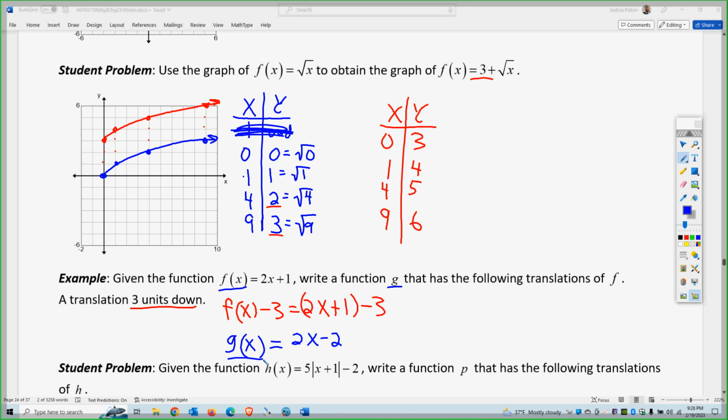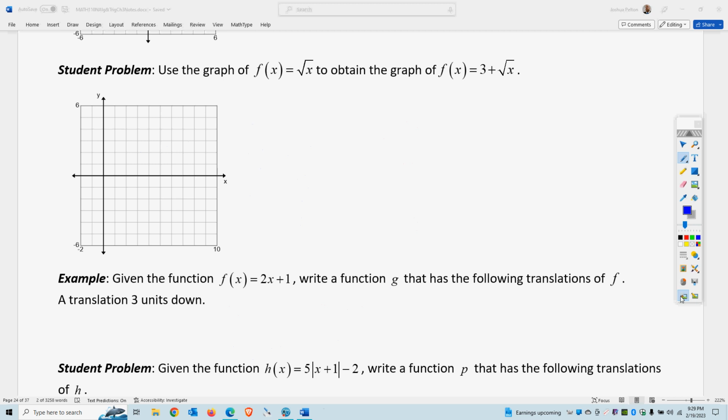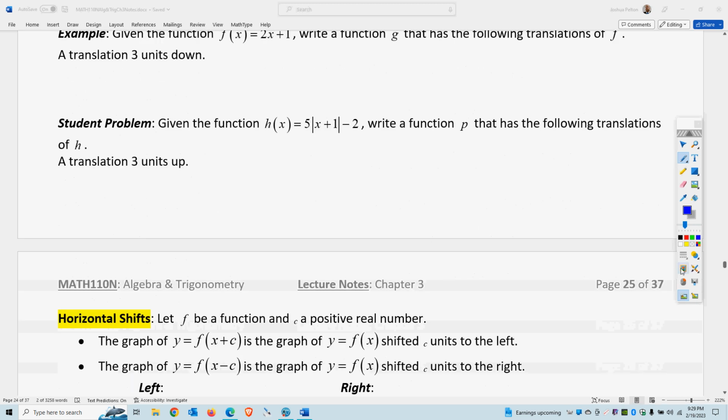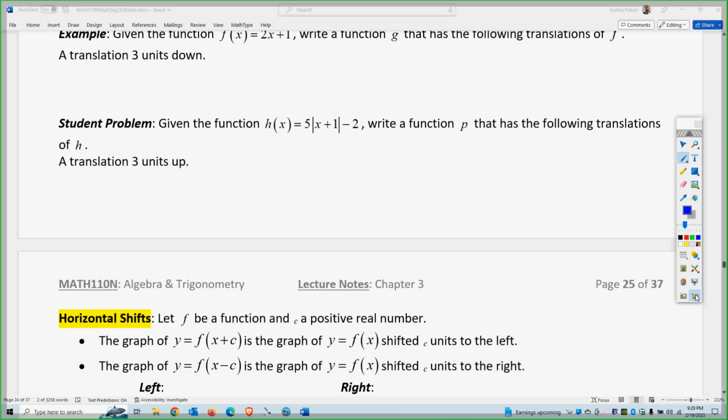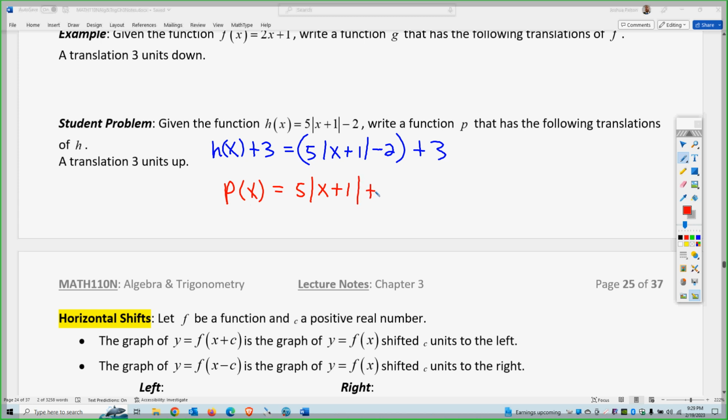All right, pause the video, try the student problem. Okay, so for the student problem, we're going to translate 3 units up. So that's h of x plus 3. So I get 5x plus 1 minus 2. And then we're going to add 3. So my new function, let's go to red here, we're calling it p of x, I guess. p of x is 5x plus 1, and then it'll be plus 1, because minus 2 plus 3 once I distribute. Okay, that is our new function.